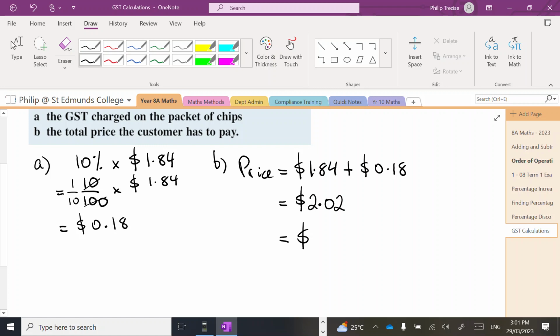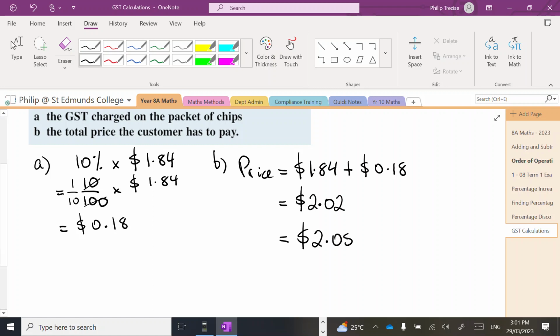Now, depending on the shopkeeper, they round to the nearest 5 cents. We no longer have 1 and 2 cent coins. If it was an EFTPOS transaction, it would be exactly $2.02. If it was a cash transaction, it depends on the shopkeeper. Some would round it down to $2, but most often a shopkeeper doesn't want to be going backwards.